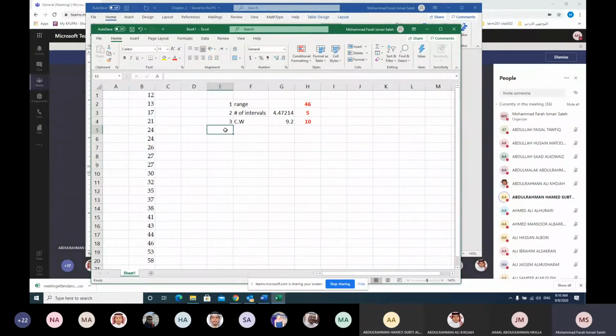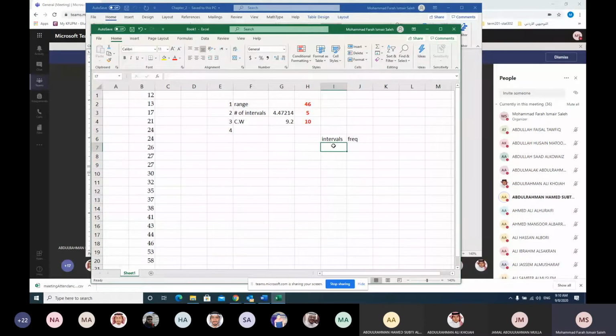Then we need to divide the 46 into 5 equally likely classes such that the class width equals 10. The next step is the most important step. We need the intervals now. For each interval, we have a lower end point and an upper end point to find the frequency for each interval.